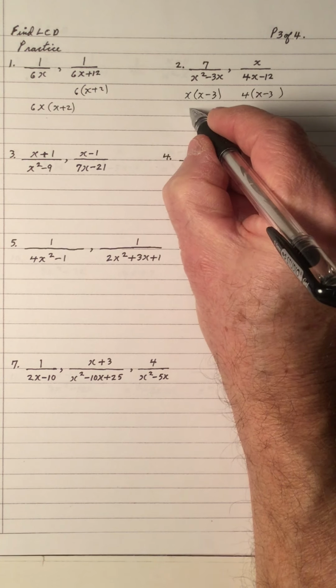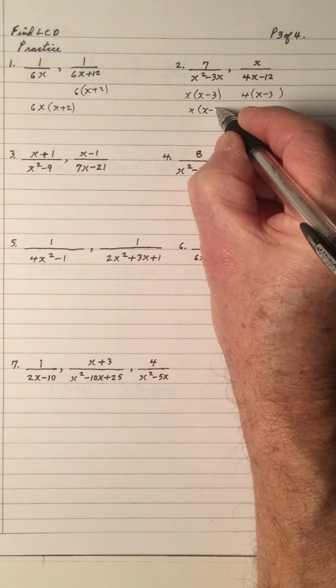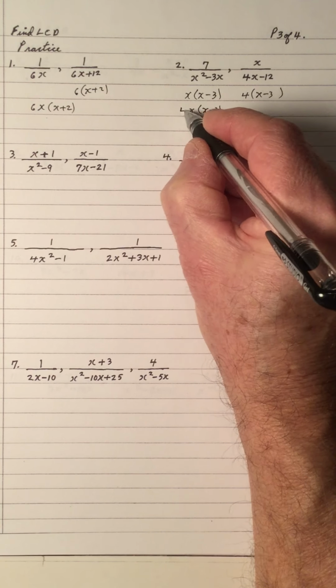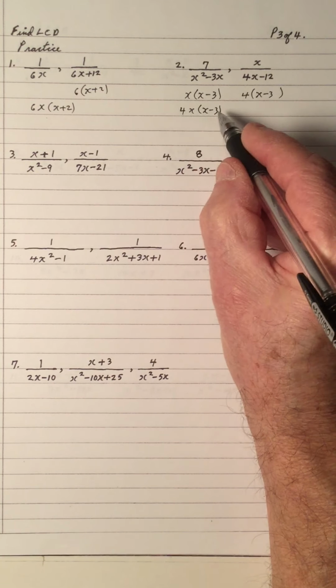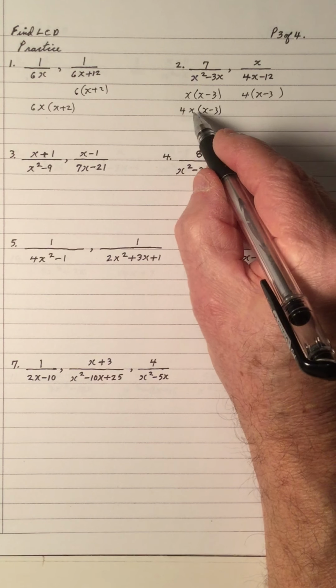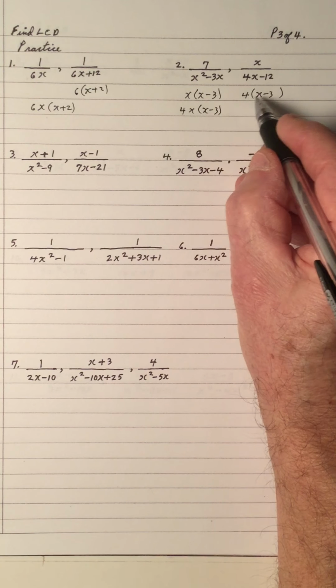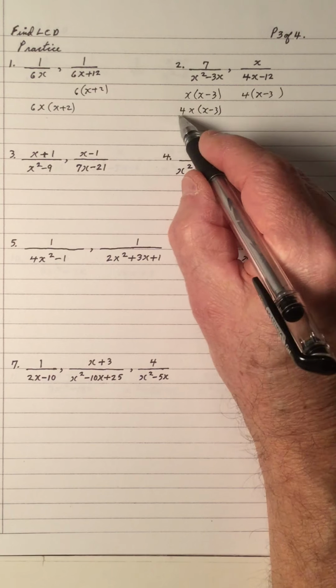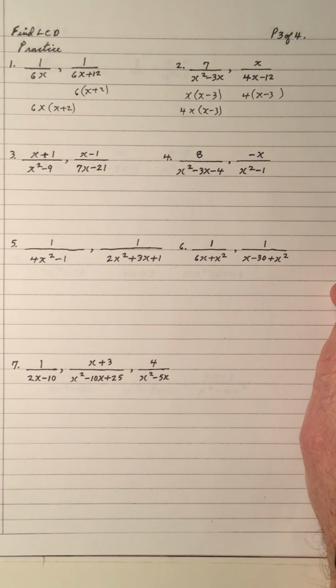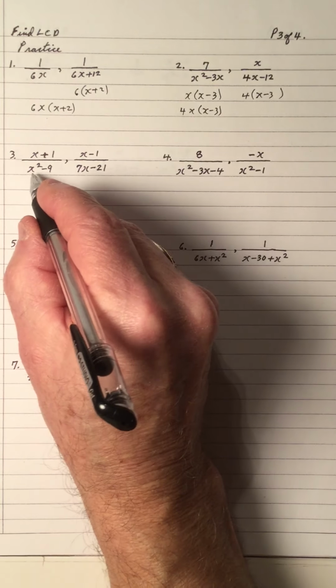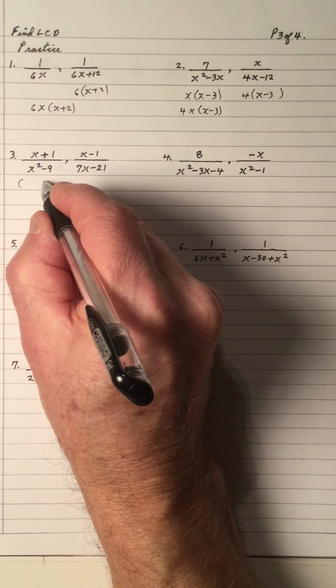And I have to have an x. I have to have an x minus 3. And I have to have the 4. The monomials go in the front. So this denominator is right there, and the 4 times x minus 3 is right there. So that's the LCD.